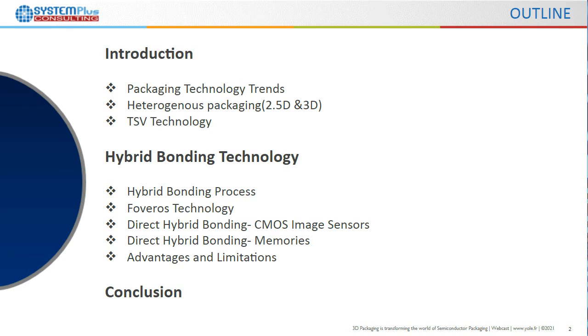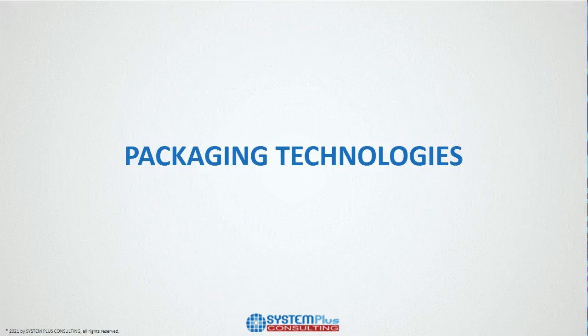Mostly I will concentrate on the hybrid bonding technology, where we look at the process. This is the process technology, and we're also going to look at the Favorous technology, direct hybrid bonding for CMOS image sensors, and also for memories. And we are going to look at the advantages and the limitations of this type of technology. And after all, I will give a conclusion. Different technologies that we have.